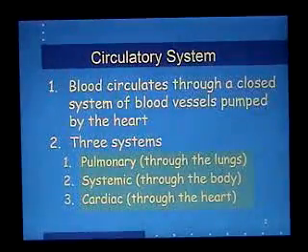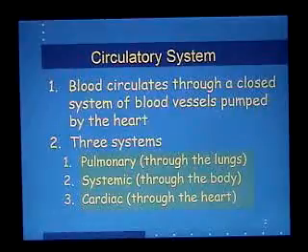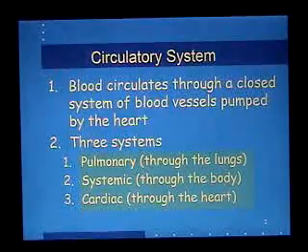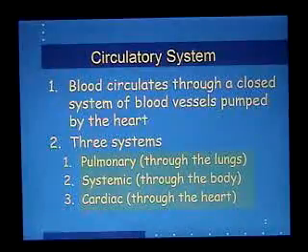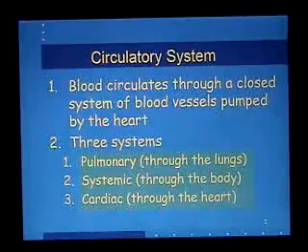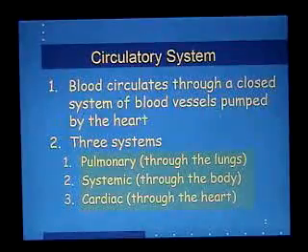So the circulatory system in our bodies: blood circulates through a closed system of blood vessels pumped by the heart. So the heart is that pump that's sending all the blood through your entire body. There's three separate little systems that are involved in this process.